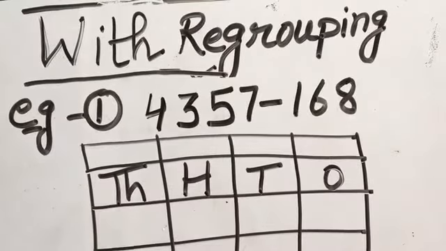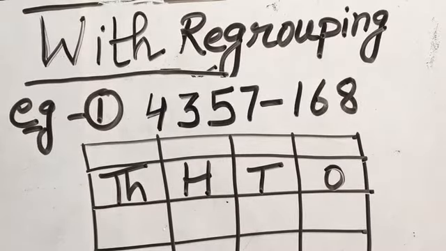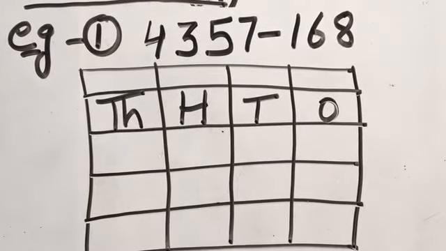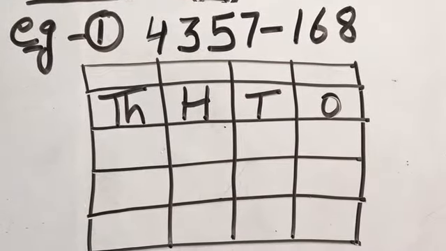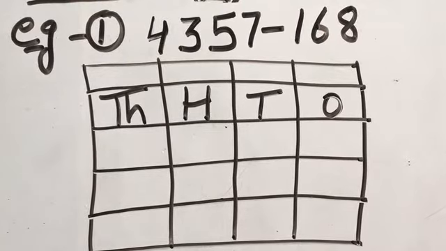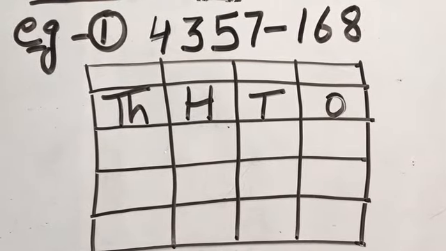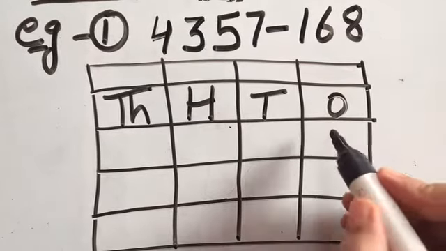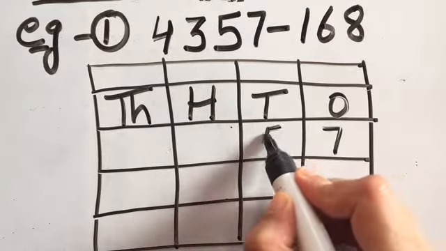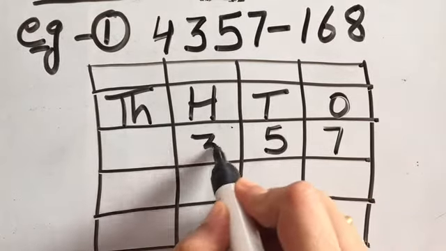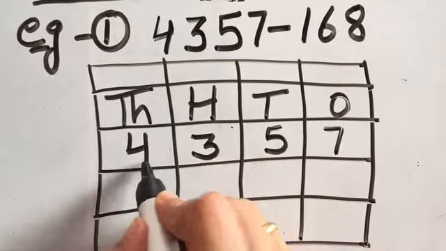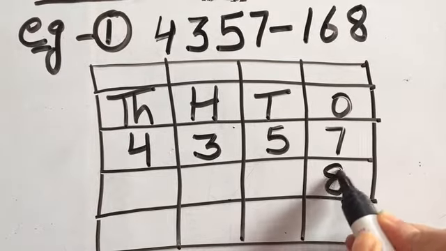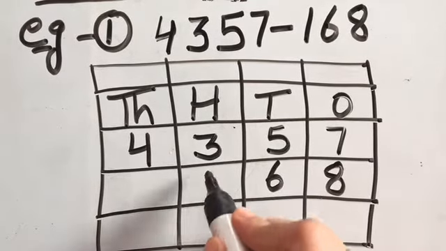Next thing in this is with regrouping, subtraction with regrouping. Let's start with some example. Subtract 168 from 4357. So bigger number is always going to be written first. So let's start 7, 5, 3 and 4. Now below this, starting from ones place only, it's 8, 6 and 1.